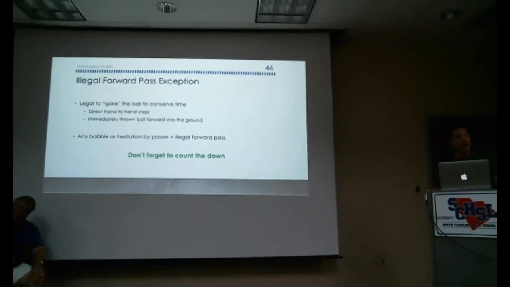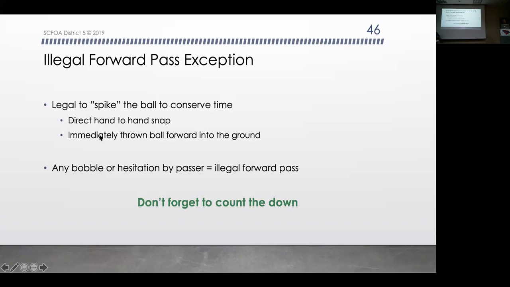So here's the one exception to an illegal forward pass. It is legal to spike the ball to conserve time. So a direct hand-to-hand snap, immediately throws the ball forward into the ground. Any bobble, any hesitation makes that an illegal forward pass. If he takes it and he spikes it, that's legal. Don't forget to count the down. I mean, it's easy to do, but make sure you count the down, and then spot the ball, and the play clock will be running.